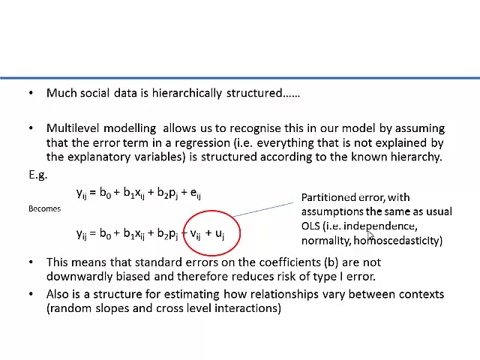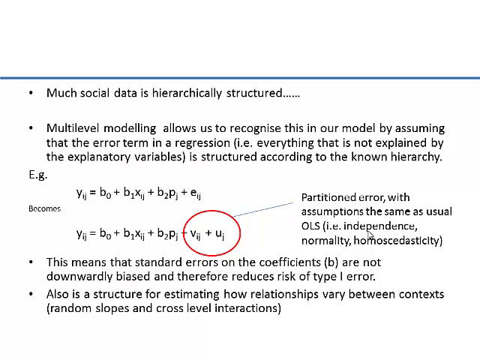So what does that do? Well, it means that the standard errors on our coefficients here are not downwardly biased. If you estimate a model like this without taking into account the partitioned error, then you estimate these coefficients too precisely, and you run the risk of committing a type 1 error. That is finding statistically significant effects of these variables when it's really just down to randomness. So it allows us to estimate the standard errors and precision more correctly.